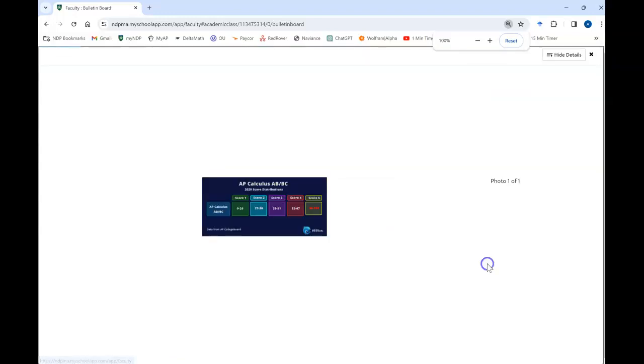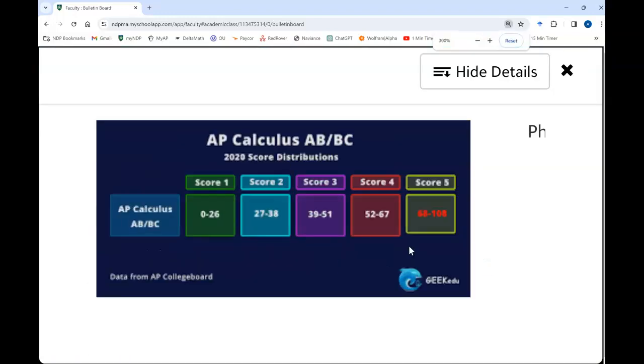Yeah, I think you need like a 70% to get a 5. So again, this was 2020's breakdown, so this might float a point or two. But look at the boundaries. That's not bad. You can get less than a 50% and get a 4. There's 108 total points. I just need a 4 to get the credit in college.